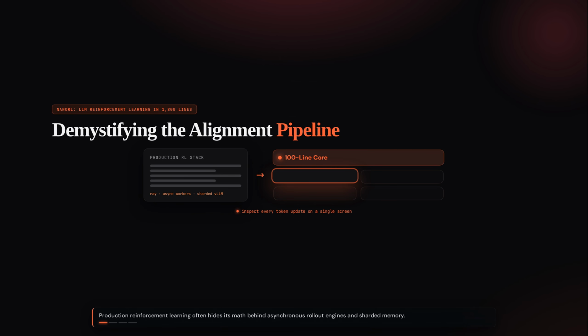Production reinforcement learning often hides its math behind asynchronous rollout engines and sharded memory. NanoRL condenses everything into single-file PyTorch scripts you can read in 10 minutes.